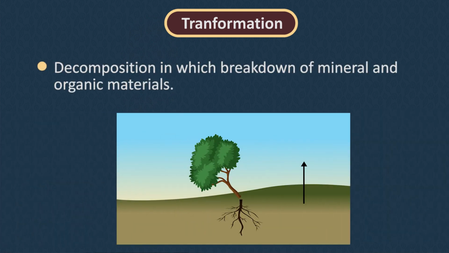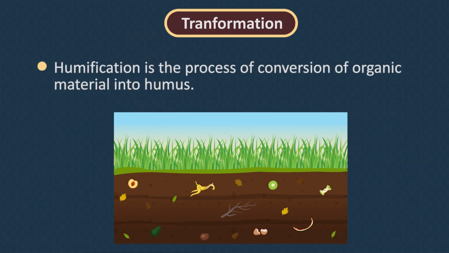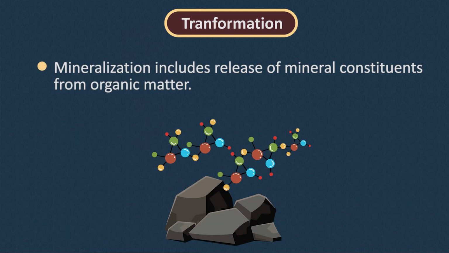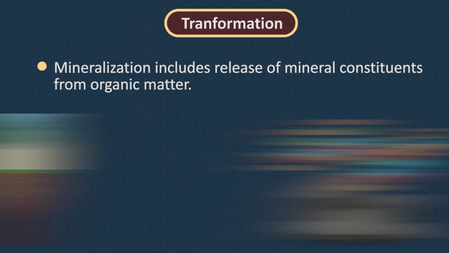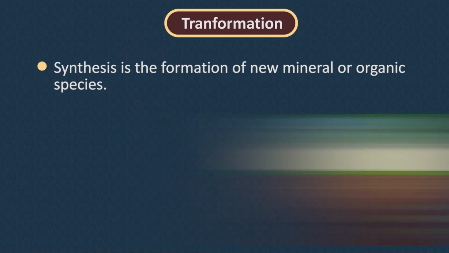Decomposition, in which breakdown of the mineral and organic material takes place. Humification is the process of conversion of organic material into humus. Next is mineralization, which includes release of mineral constituents from the organic matter. Next is synthesis, which includes the formation of new mineral or organic species.